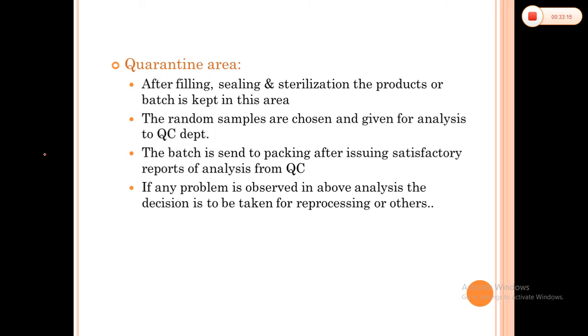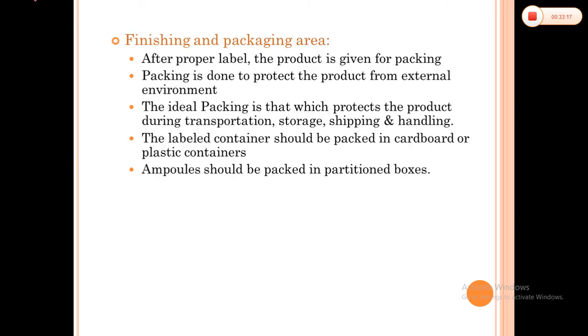So this is the quarantine area, and once it is packed, after proper labeling, the product is given for packaging. Packing is done to protect the product from the external environment, because we are using primary packing materials such as glass or plastic materials, and we are providing sealing also. So again you have to provide some secondary packaging to protect the product from the external environment.